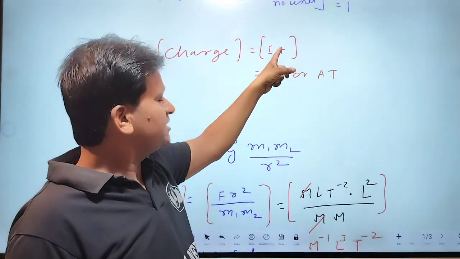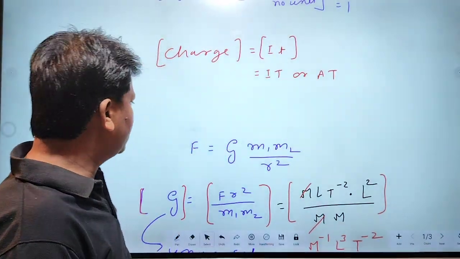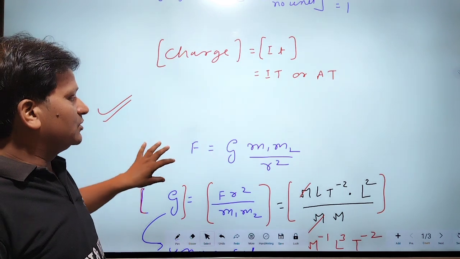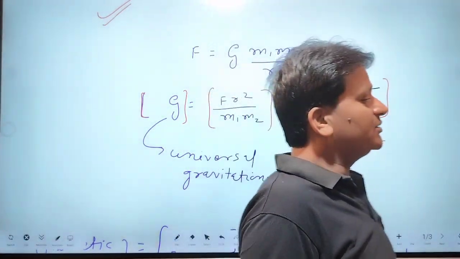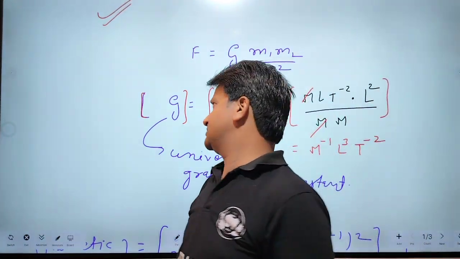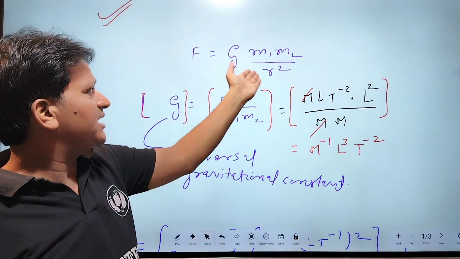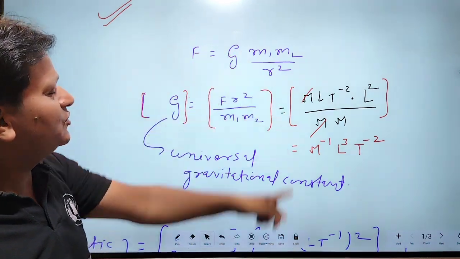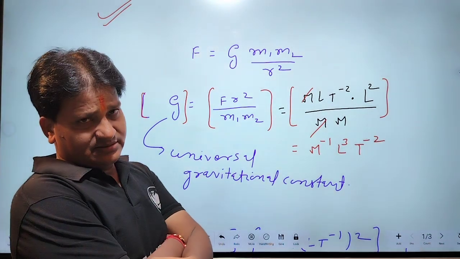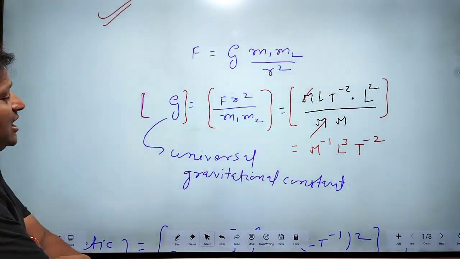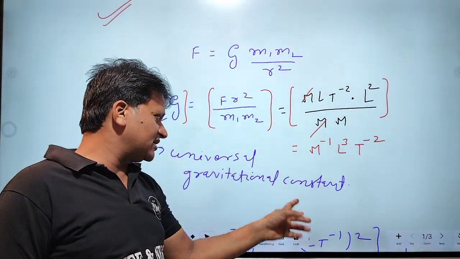Time, dimension of time is T, therefore IT or AT. Okay? We know that the gravitational force acting between any two point masses can be written as this: F is equal to G M1 M2 by R square. Here G is capital G, not a small g, and it represents universal gravitational constant.